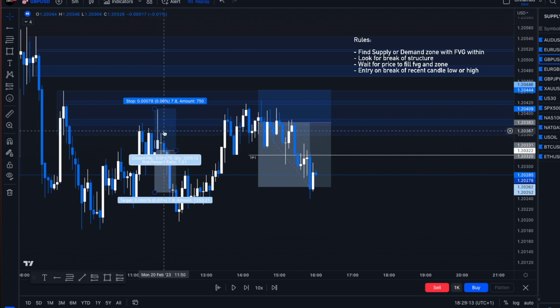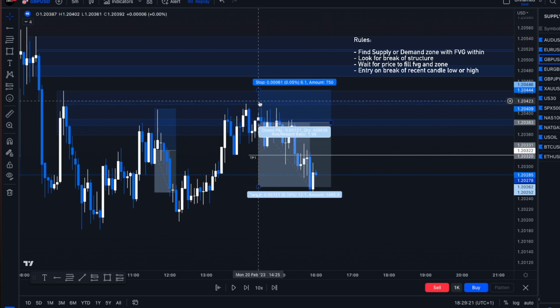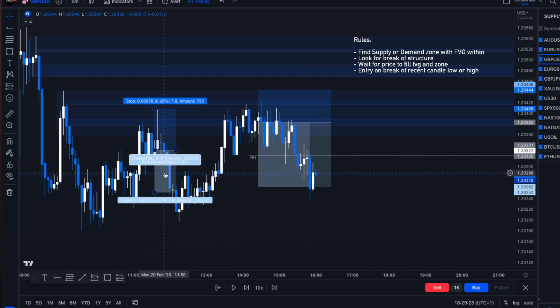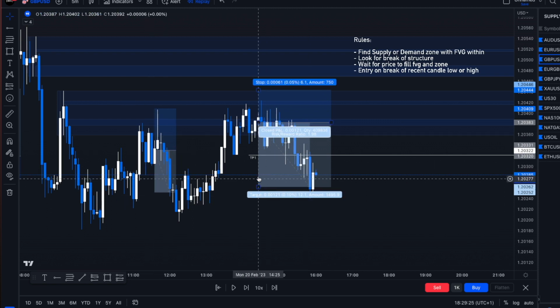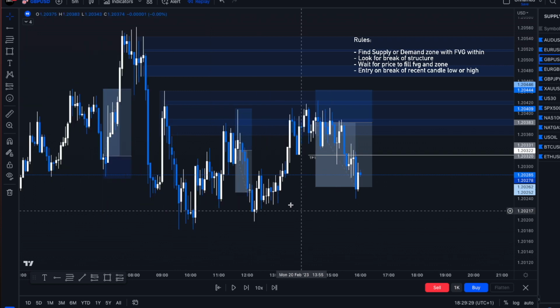This is not a bad trade because of the price action candle here with this big wick, but I would have waited for this to be taken out before I took the trade, and either way we would have won about the same amount, 7.9 pips, and this would have been about 6 pips. So there we go. There's a nice supply zone.